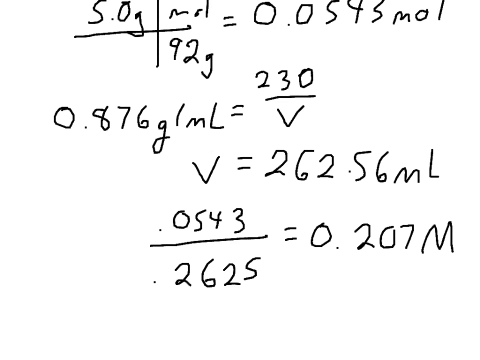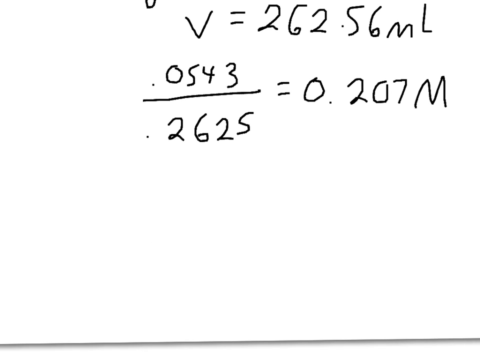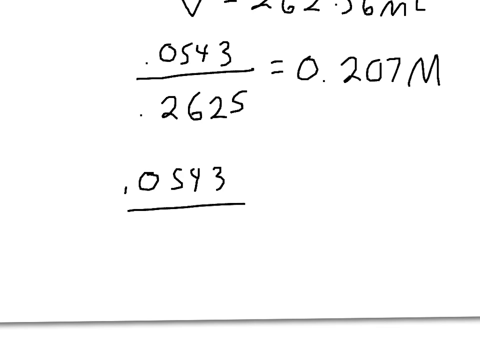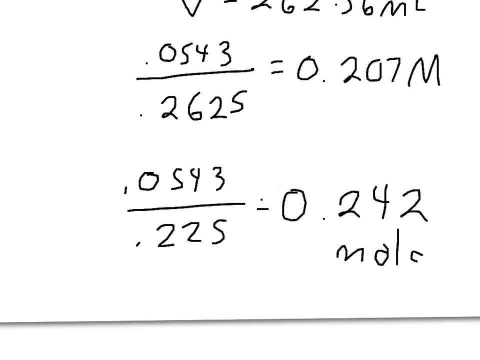Now, if we were going to do the same thing for molality, again, we're going to take moles of our solute, so that doesn't change anything, divided by kilograms of solvent. Now, our solvent was benzene, and there was only 225 grams of benzene. And so we're going to do 0.225 here, and we get 0.242 molal. Now again, these two are not the same this time, the molarity and the molality, and that is because the density of the solution is not 1 gram per milliliter.